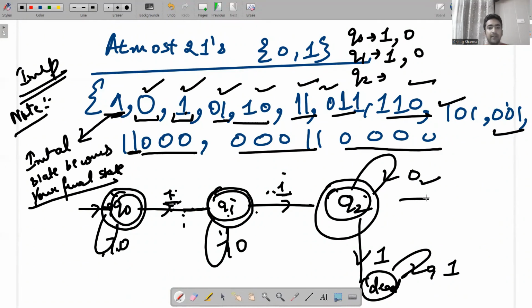I hope this is clear. So guys, I would advise all of you to firstly accept all the right answers. Try to see whether wrong answers must not be accepted. Now Q2 is having a transition with 0 and it is having a dead transition with 1.